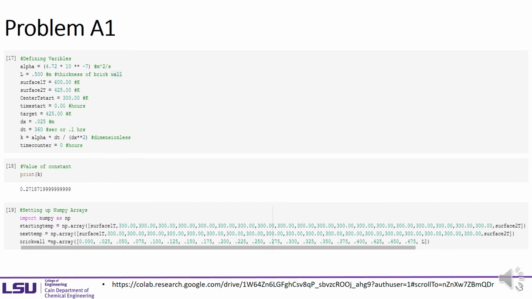And in my third block, I set up three arrays that were used later on in my calculations. For the starting temp array, this is equal to the starting temperature across the brick wall. For my second array, next temp, this is equal to the temperature across the brick wall at the following time interval. And my third array, called brick wall, showed the different values of x across the entire length of the brick.